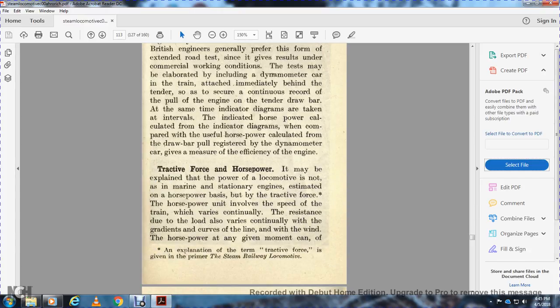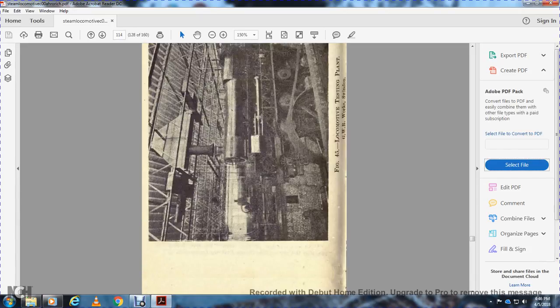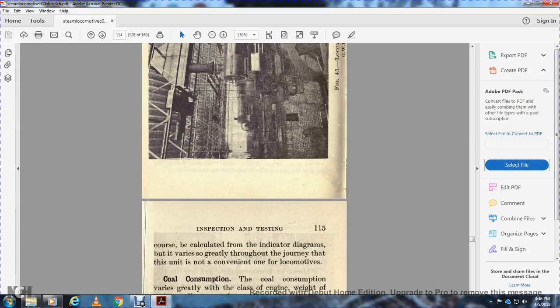Tractive force and horsepower. It may be explained that the power of a locomotive, unlike that of marine and stationary engines, is estimated by the horsepower developed. The tractive force and horsepower involve the speed of the train, which is continually varying, and the resistance due to the load, also varying continually with the gradients and curves of the line. The horsepower at any moment can of course be calculated from indicator diagrams, but it varies greatly throughout the journey, which is convenient with locomotives.